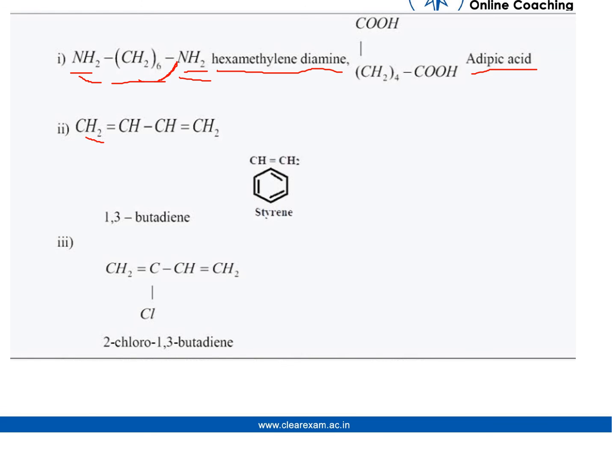Third one is CH2=CH-CH=CH2. It's 1,3-butadiene because on the first and the third positions we are having a double bond. So it becomes a diene. Then the common name of this one is styrene. And the last one we have CH2=CCl-CH=CH2. So that means that on 1,3-butadiene, on the second carbon we have got a chloro. So we name it 2-chloro-1,3-butadiene.